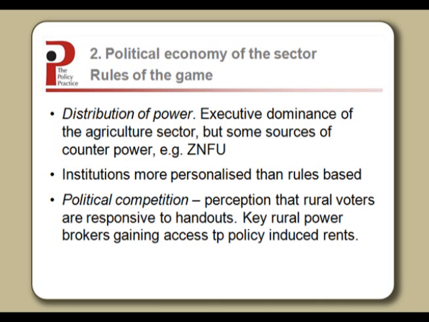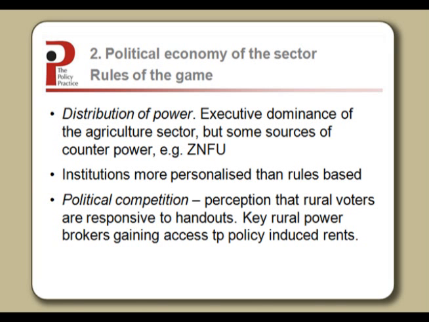Moving on to the institutional dynamics, or the rules of the game. The distribution of power in the agricultural sector is essentially characterized by executive dominance. The study looks at various stakeholders in the sector who might provide a source of counterpower, but finds that these are generally of limited importance. One exception has been the Zambia National Farmers Union, with its huge membership and outreach, and contacts at the highest political levels.